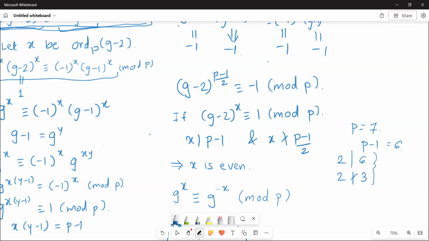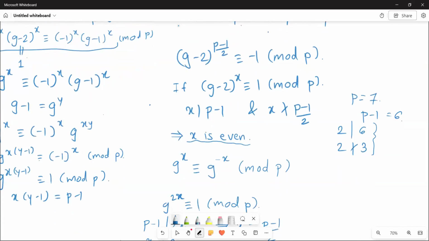Oh, yes, yes, yes. I thought it wrong. Like p minus 1 by 2 is just reducing the power of 2, kind of, right? So that's why we are saying x is even. If x was odd, this issue would not have occurred. Like if an odd number divides p minus 1, then it has to divide p minus 1 by 2, because anyway it won't divide 2.